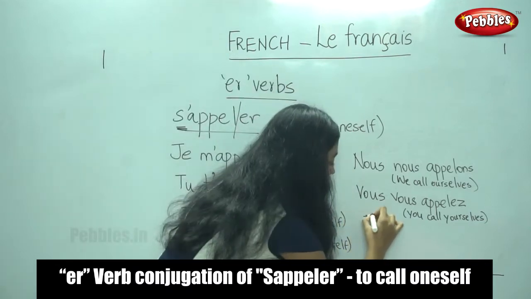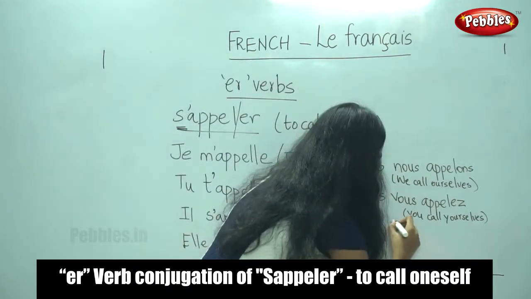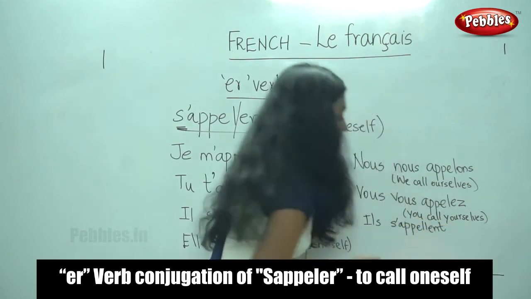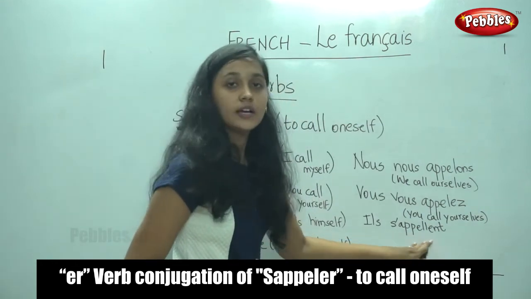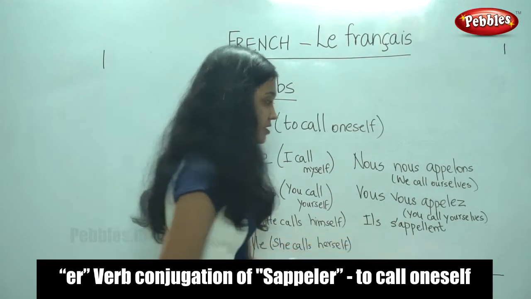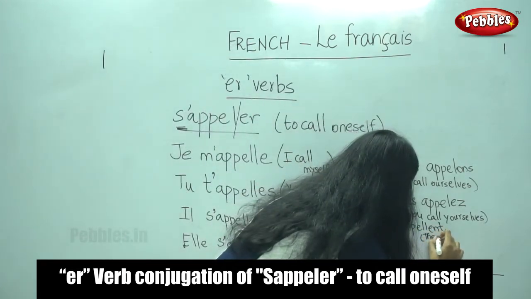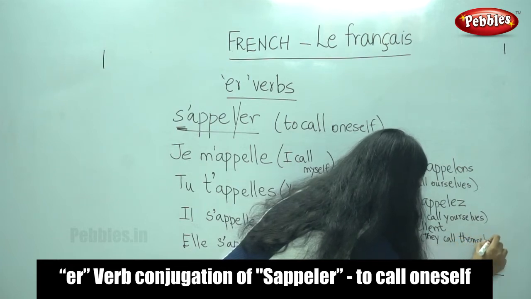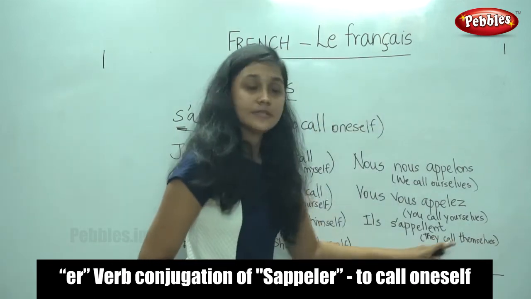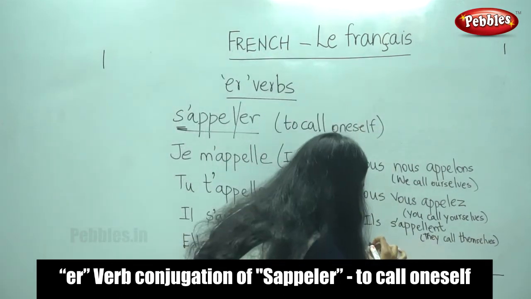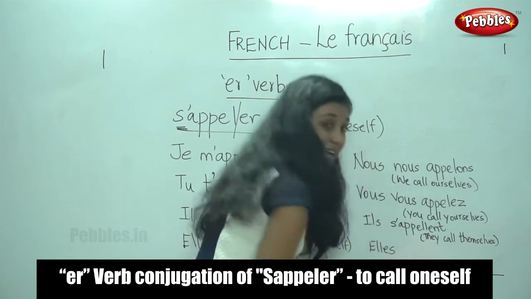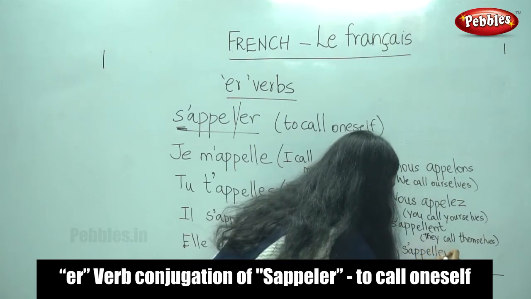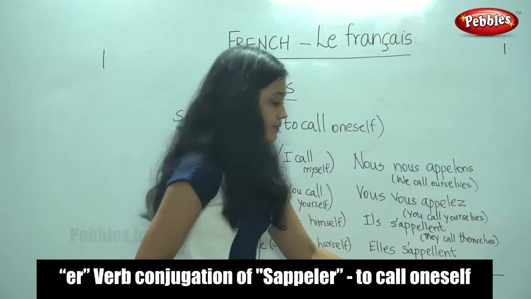Then, for ils, it is ils s'appellent. Ils s'appellent. It means they call themselves. For elles also it is elles s'appellent. It also means they call themselves.